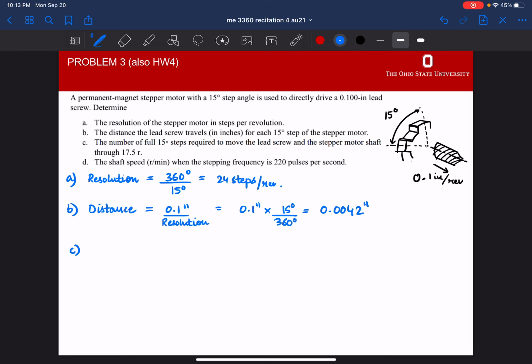Moving on to part C. They're asking us now how many full 15-degree steps are required to move the lead screw and the stepper motor shaft 17.5 revolutions. So to calculate the total number of steps, we have 17.5 revolutions that have been given to us, and we also know our resolution, which is 24 steps per revolution. So this will give us how many steps we would need for 17.5 revolutions, which turns out to be 420 steps.